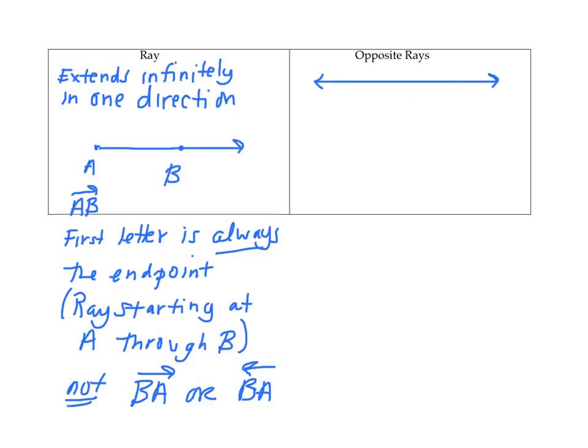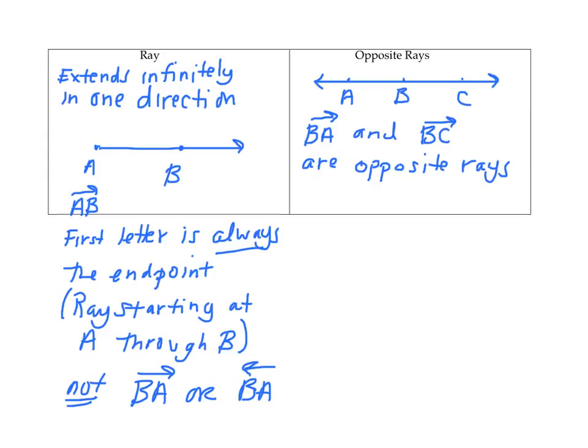When we take a look at a line, it is actually made up of a pair of what are called opposite rays. In the picture that I've drawn here, ray BA, the ray starting at B and going through A, and ray BC are a pair of opposite rays. Opposite rays have to have a common endpoint, and they always form a straight line.